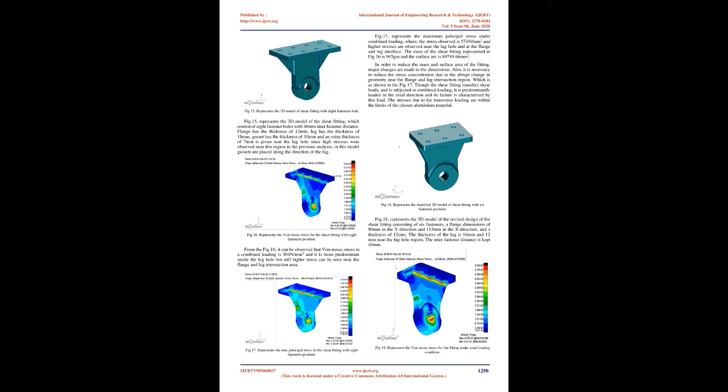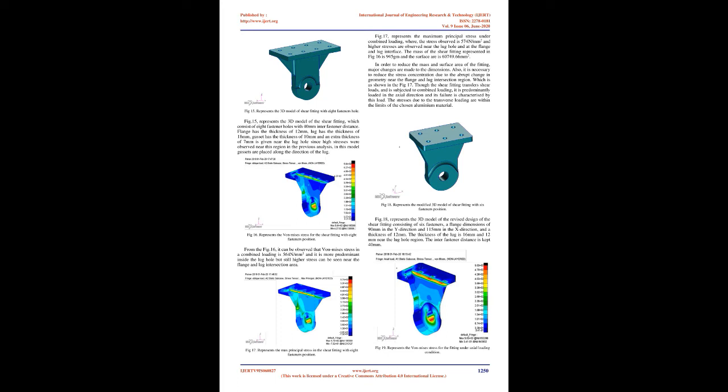Fig. 16 represents the von Mises stress for the shear fitting with 8 fasteners position. From Fig. 16, it can be observed that von Mises stress in combined loading is 564 N/mm2 and it is more predominant inside the lug hole, but still higher stress can be seen near the flange and lug intersection area. Fig. 17 represents the maximum principal stress under combined loading, where the stress observed is 574 N/mm2 and higher stresses are observed near the lug hole and at the flange and lug interface.